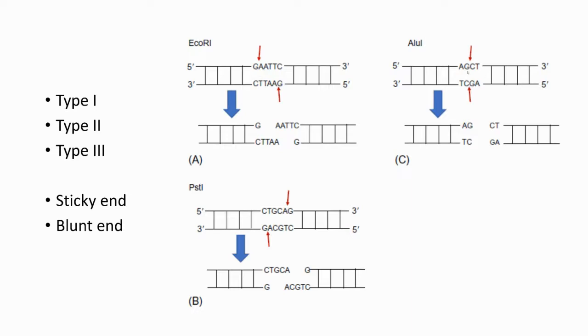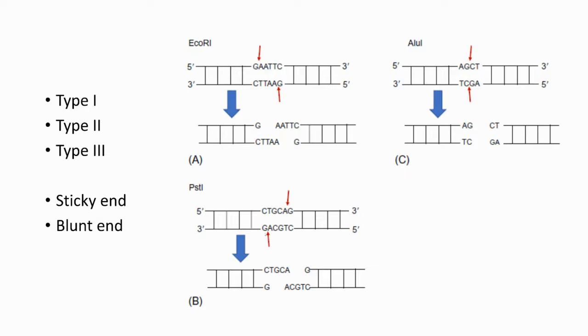So they can recognize these hexanucleotides. And then AluI recognizes these 4 nucleotides, AGCT, and backward AGCT. And then PstI, you have CTGCAG, and you read it backward, CTGCAG. So these are the recognition sites for the type 2 restriction enzyme.